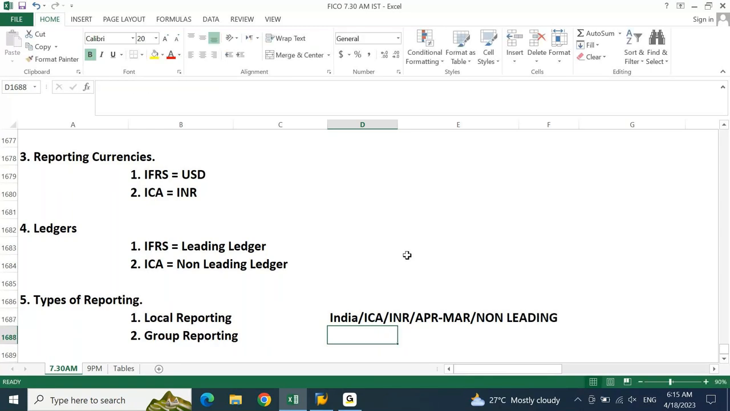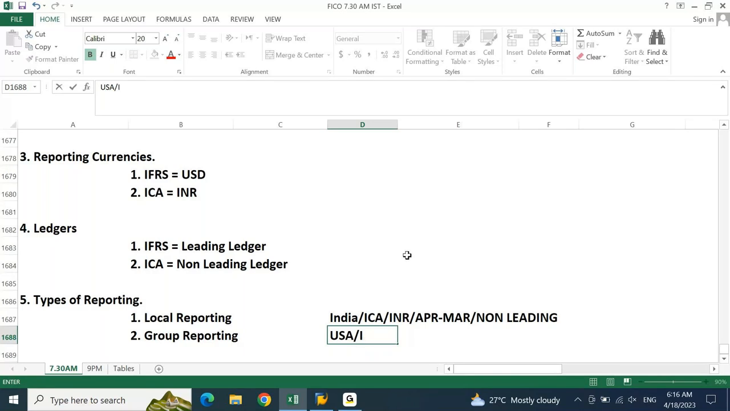Non-leading. Similarly, for group reporting, we are using this for our head office. Where is our head office? US. Yes, our head office is in US. For your head office in US, which accounting principle are we using? IFRS.